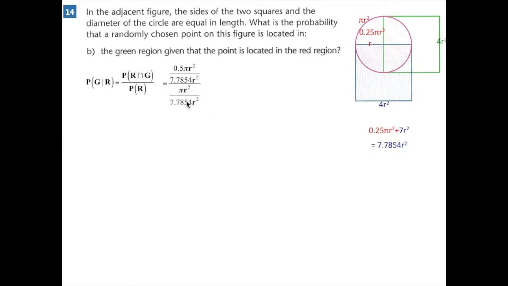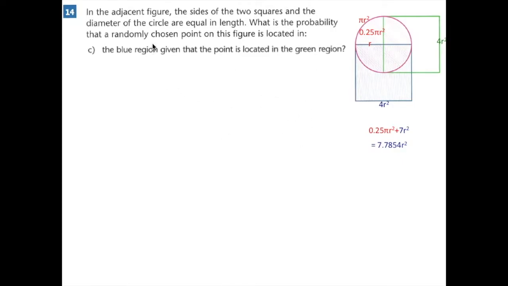When I divide fractions, you multiply by the reciprocal of the dividing fraction, which is this one. So I'm going to have 0.5 pi r squared divided by 7.7854 r squared times the reciprocal of this fraction, which is 7.7854 r squared, which is going to cancel totally with this one. And we're going to end up with 0.5 pi r squared over pi r squared. And the pi r squareds are going to cancel, leaving us with 0.5, which is a half.